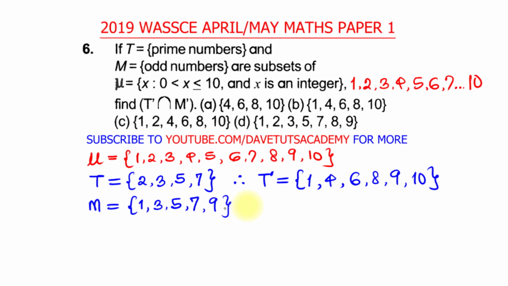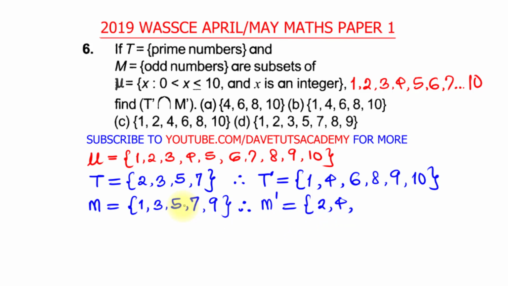Then the same with M, we can find its complement. Since we have found M already, the complement of M will be the elements that are not in M, but they are in the universal set. So let's look for those elements. 1 is in both the universal set and M, so that does not qualify. But 2 we can find in the universal set and we cannot find it in M, so we start with 2. 3 is in both, so that's not there. But look at this, we have 4, which is in the universal set, but it's not in M.